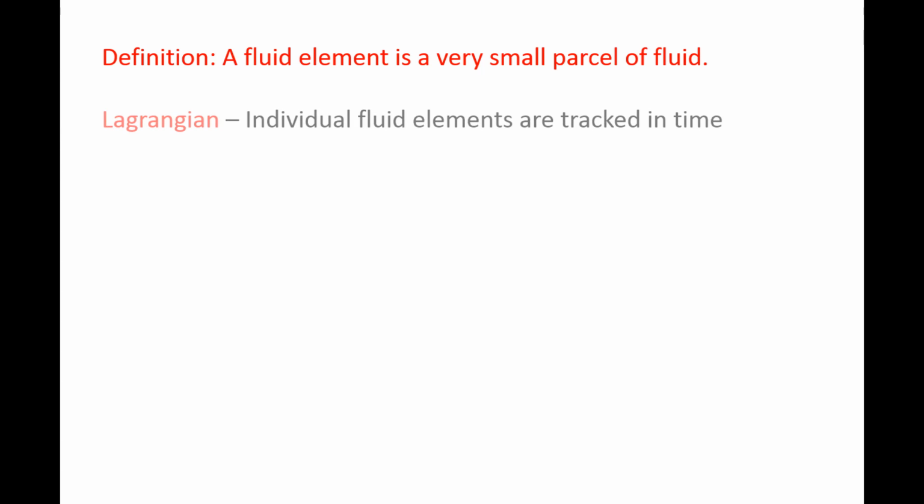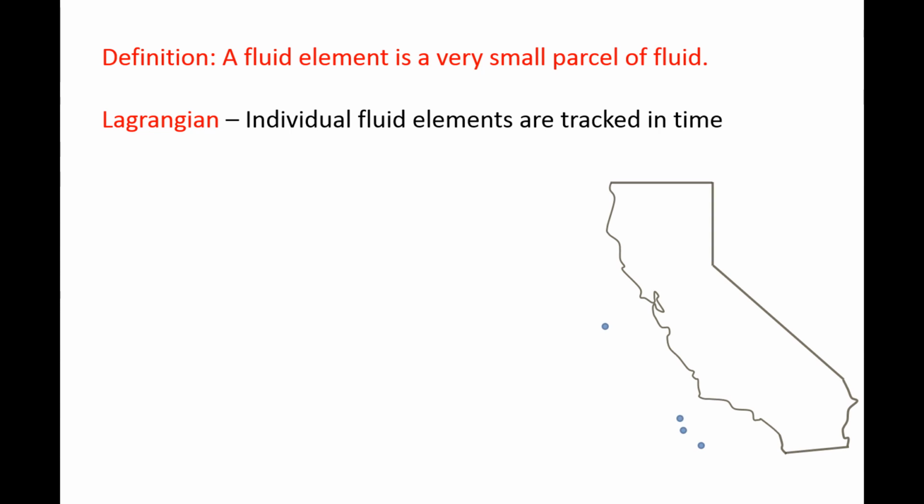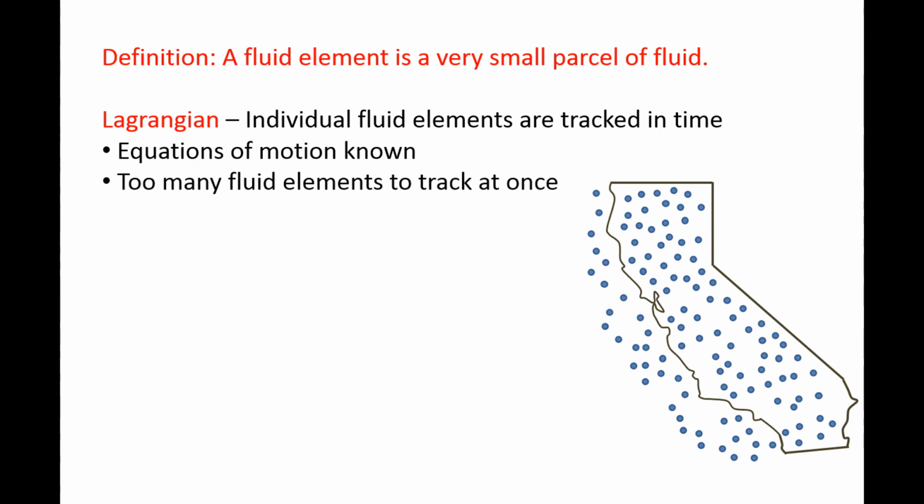The first viewpoint is called Lagrangian, in which each individual fluid element is tracked in time. Here we have 4 fluid elements off the west coast of California. In the Lagrangian viewpoint, the equations of motion of these 4 fluid elements are well known from dynamics, simply F equals ma. However, it would be too difficult to try to keep track of all the fluid elements that would be present over California at a given time.